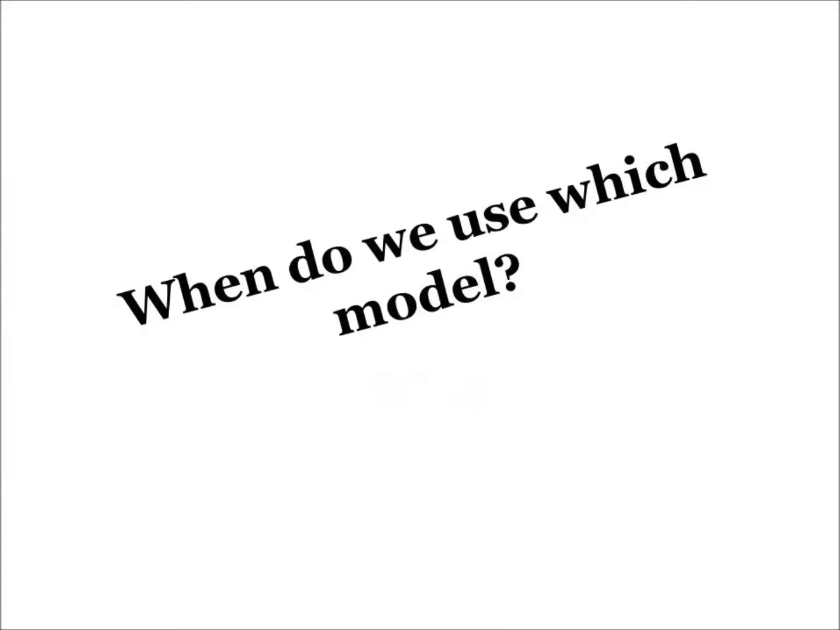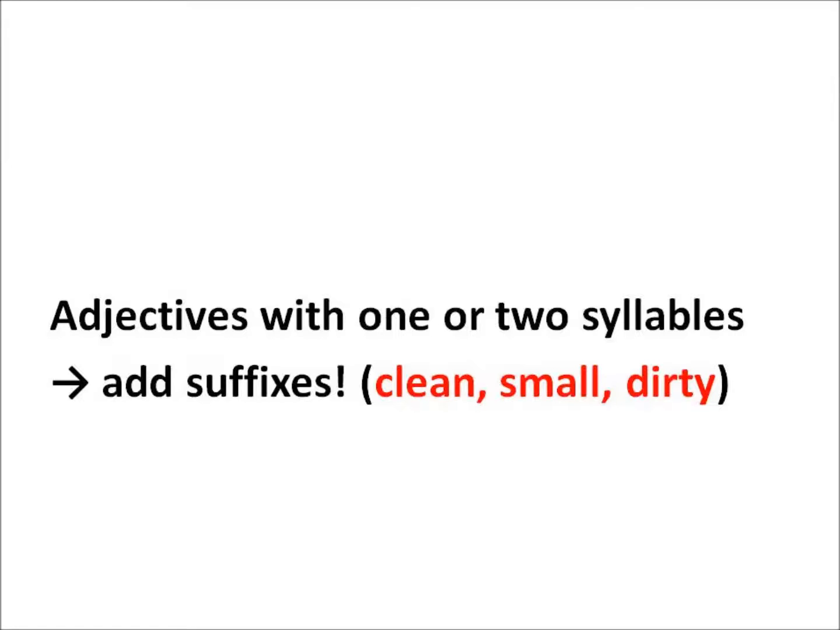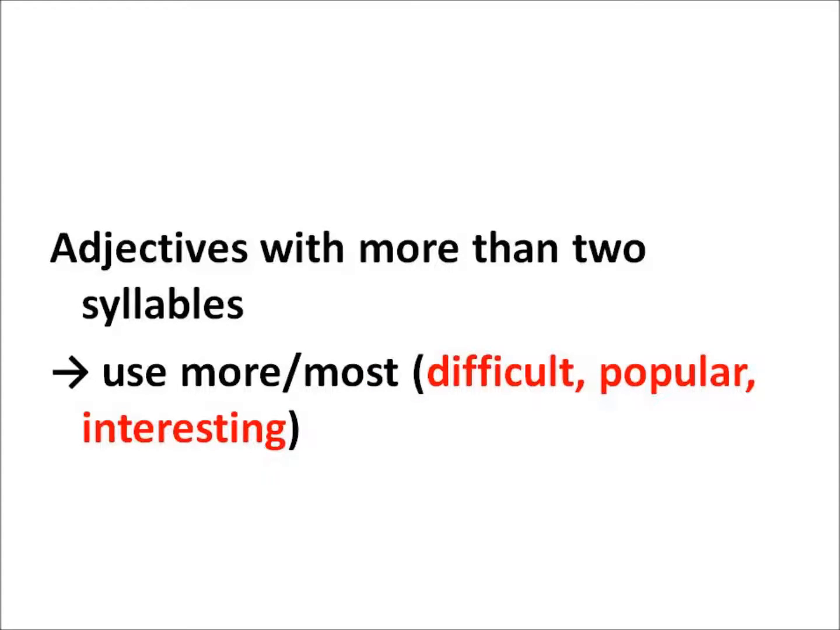When it comes to deciding which model to use, most people use a quite simple rule of thumb. If the word has one or two syllables, you can use the models of adding suffixes. If it has more than two syllables, use the model with more and most. This is a pretty good rule, but it cannot be used in every case. See, for example, the words boring, stupid, recent. They consist of two syllables, but they are enhanced with the words more and most.